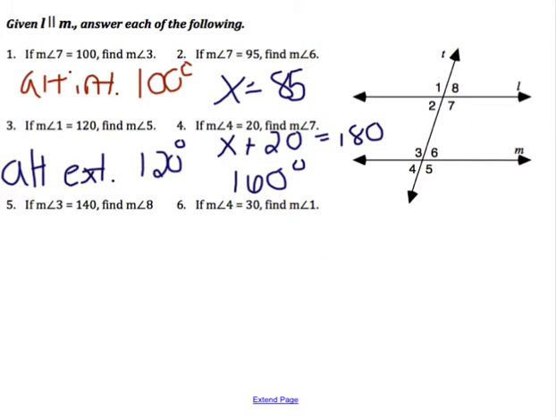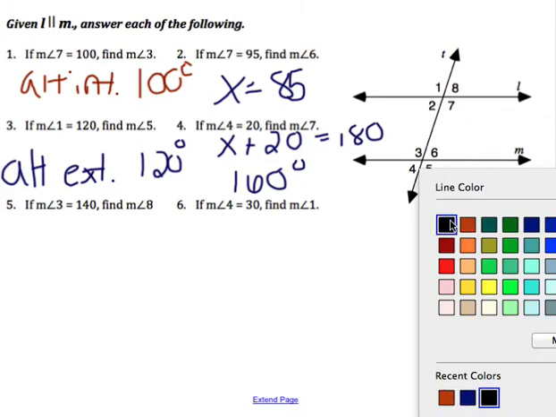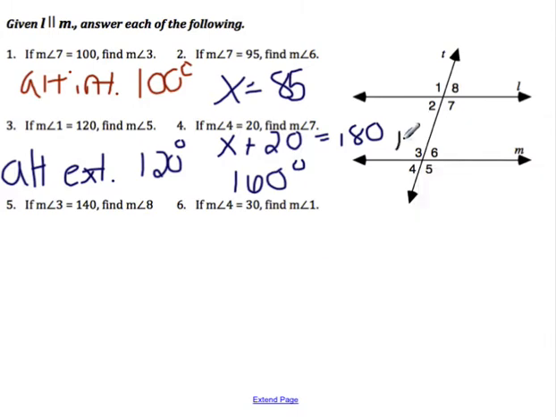All right, let's take a look at number 5. If the measure of angle 3 is 140, so this angle is 140, find the measure of angle 8. Let's look at it this way. 3 and 7 are alternate interior angles, so that makes 7 140. Then I notice that 7 and 8 are supplementary. They form a linear pair. Lines add up to 180.